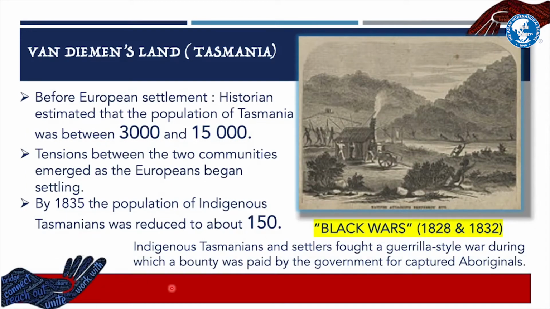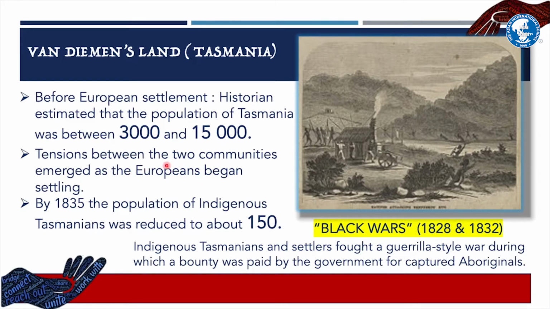Now let's have an example of conflict in Van Diemen's Land, or Tasmania. So before European settlement, historians estimated that the population of Tasmania was between 3,000 and 15,000. However, by 1835, the population of indigenous Tasmanians was reduced to about 150. So how did it happen?